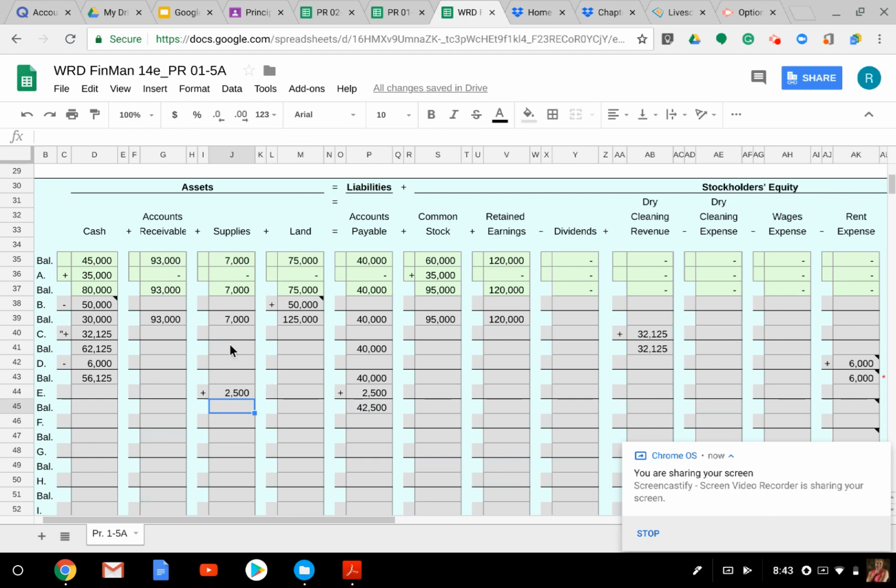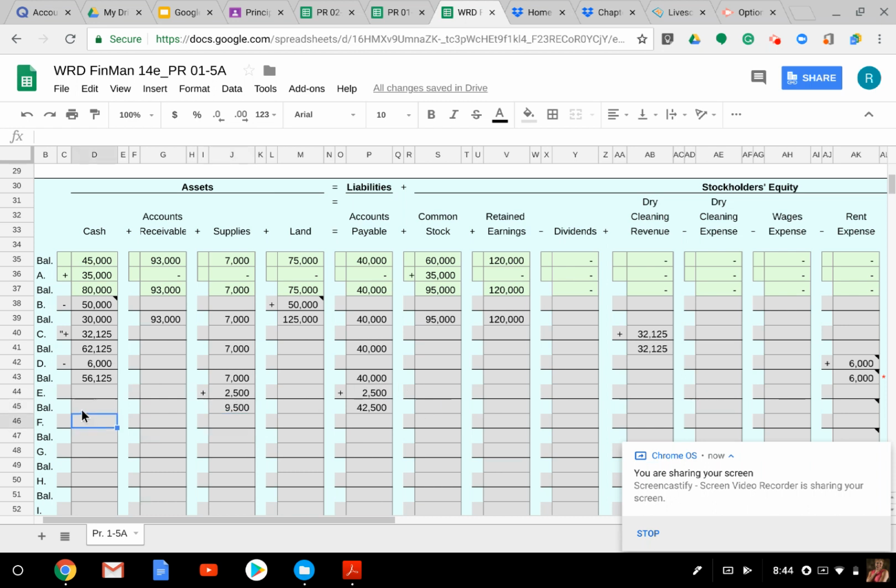If we were doing our balance up here for supplies, we had 7,000. And for the 7,000, we enter it. We go down to the next balance line, 7,000. And then if we were to add that 2,500 to it, now we have 9,500 in supplies. So our transaction, 2,500 in supplies, increased our debt and increased the number of supplies.